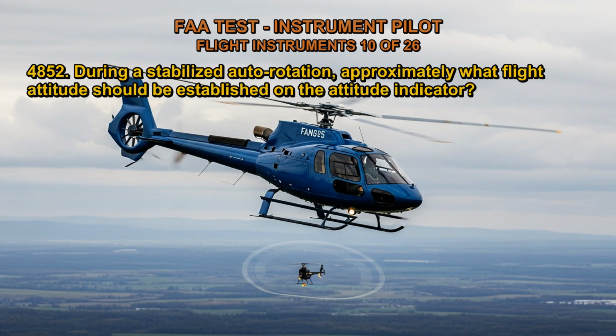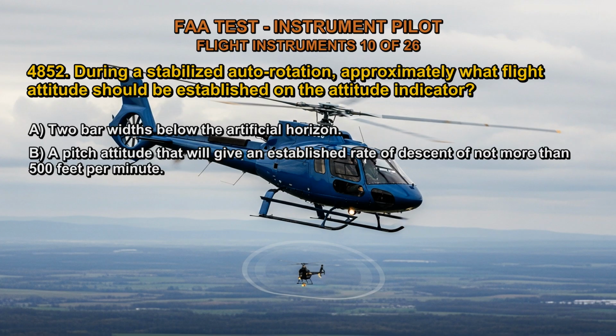4852. During a stabilized autorotation, approximately what flight attitude should be established on the attitude indicator? A. 2-bar widths below the artificial horizon. B. A pitch attitude that will give an established rate of descent of not more than 500 feet per minute. C. Level flight attitude.